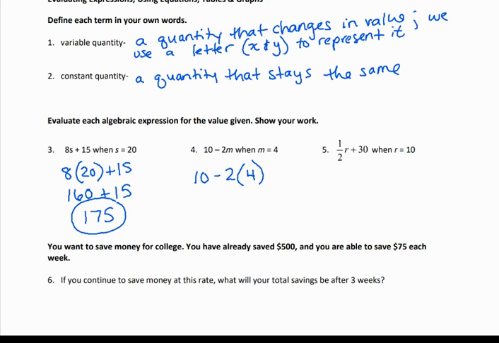All right, so let's check them. For number 4, 10 and 2 are our constants. M is the variable. So we're changing M to be a 4, but the 10 and the minus 2 stays as is. Make sure here you follow order of operations. What am I going to do first? Good. So this is really saying 10 minus 8. Don't do 8 times 4, right? So 10 minus 8, which gives me 2.